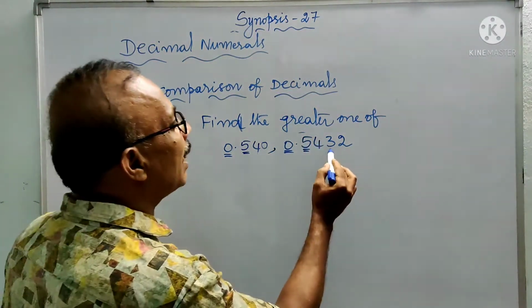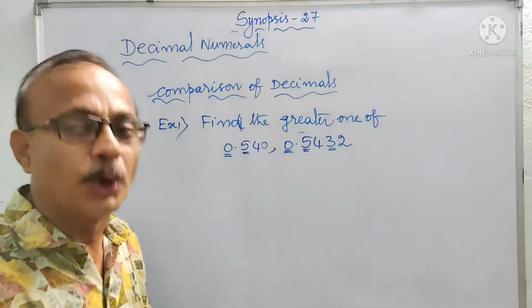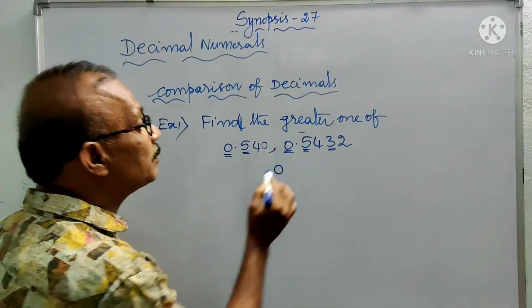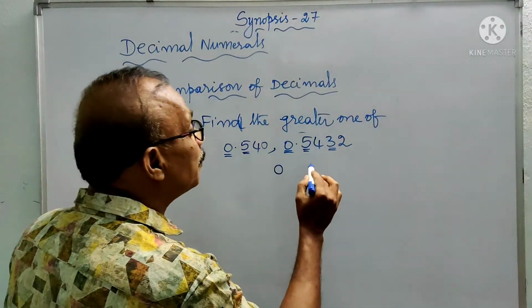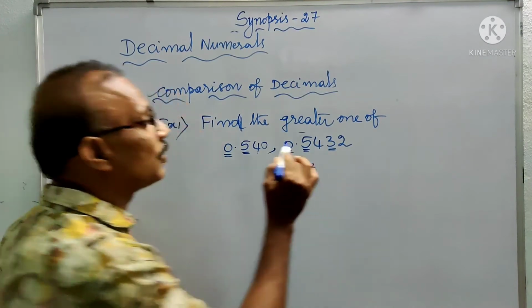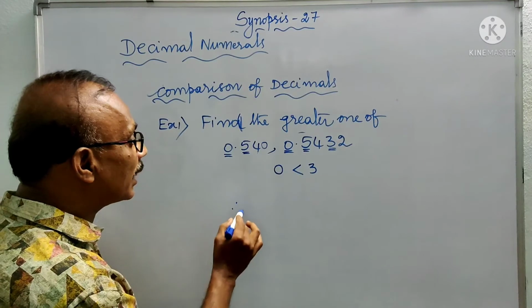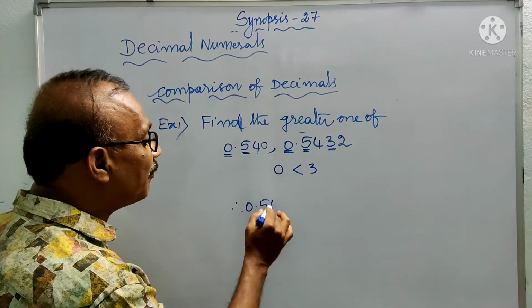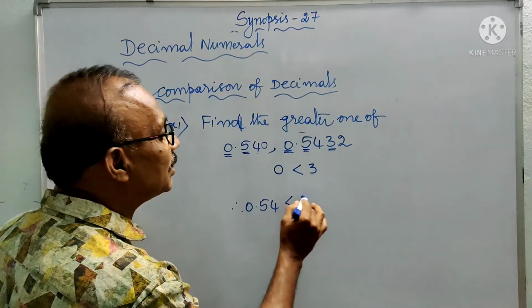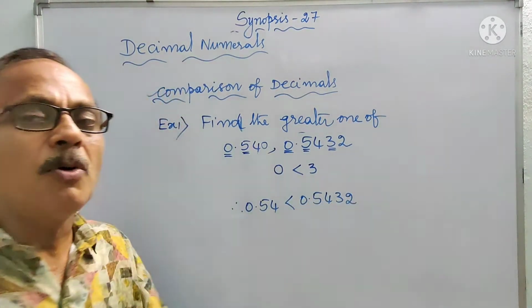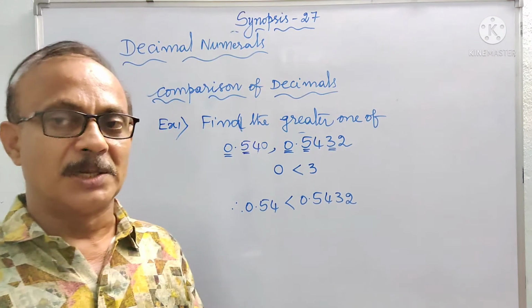But in the other number, what is the 1000th place you have? 3. So we know the 1000th place in the first decimal is 0 and the 1000th place in the second decimal is 3. We know 0 is less than 3. Therefore, you can say 0.54 is less than 0.5432. So this is how we compare decimals.